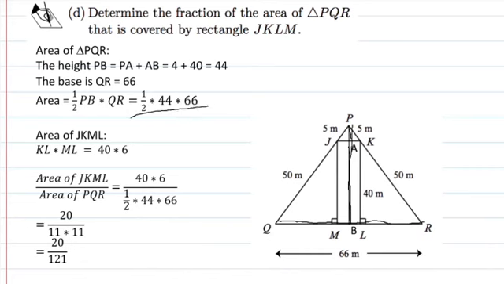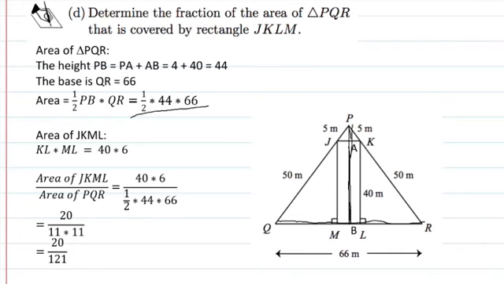Next, let's look at the area of JKLM. We know that the area of a rectangle is just its base times its height. So we have the base, which is ML, and the height, which is KL, which we both know the values of. So KL is 40, and ML equals 6, as calculated before.